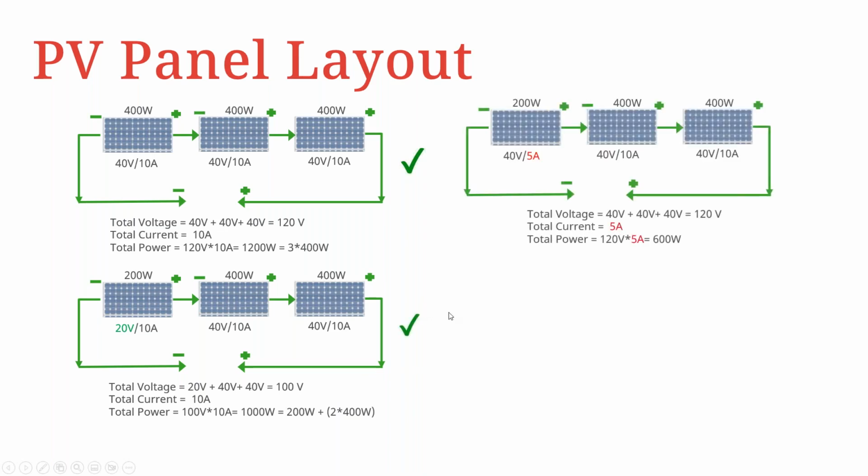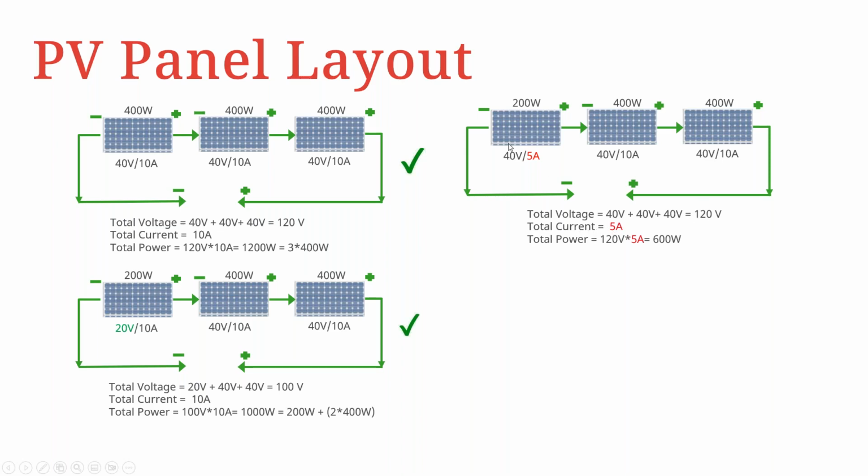Let's now look at the third illustration. In this case, there's a slight difference in the current of one particular panel. The others are the same, 40 volts, 10 amps. But for this one, it's 40 volts and 5 amps. The total voltage in this case will, of course, be the summation of the operating voltages, which is 40 plus 40 plus 40, which gives us 120 volts.